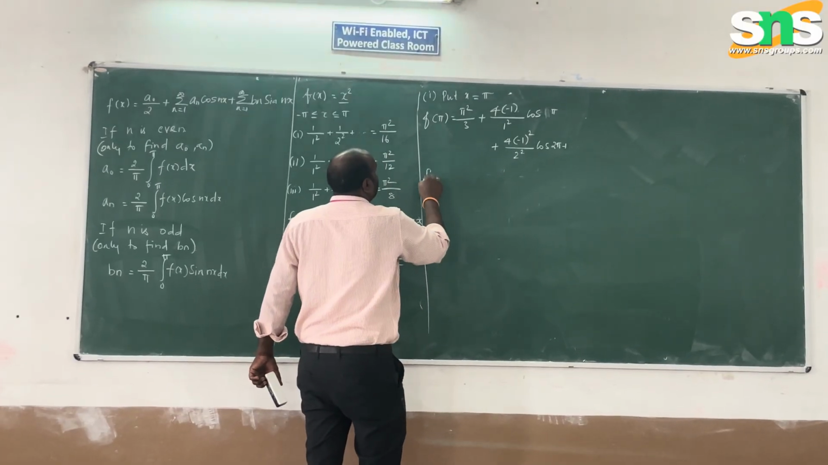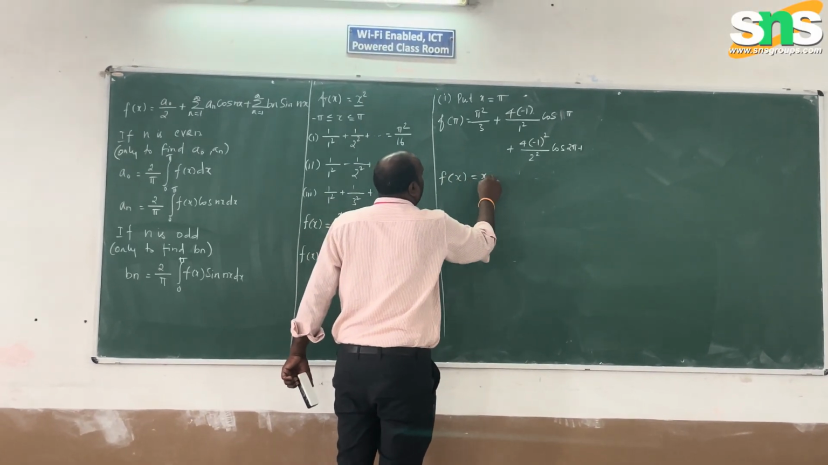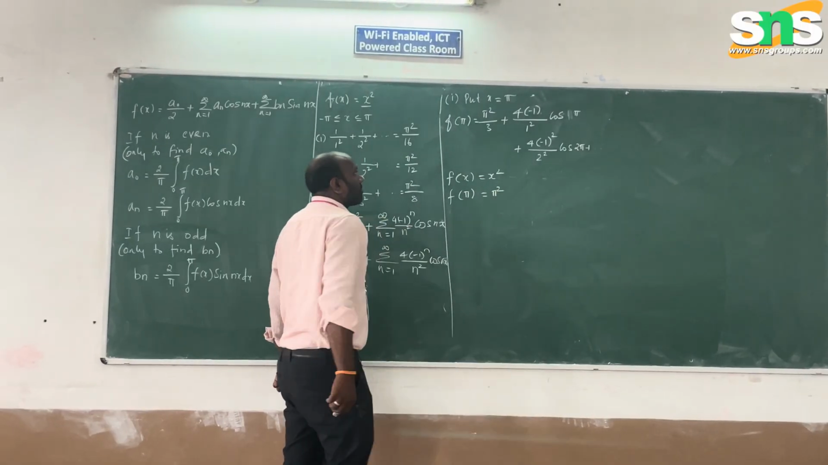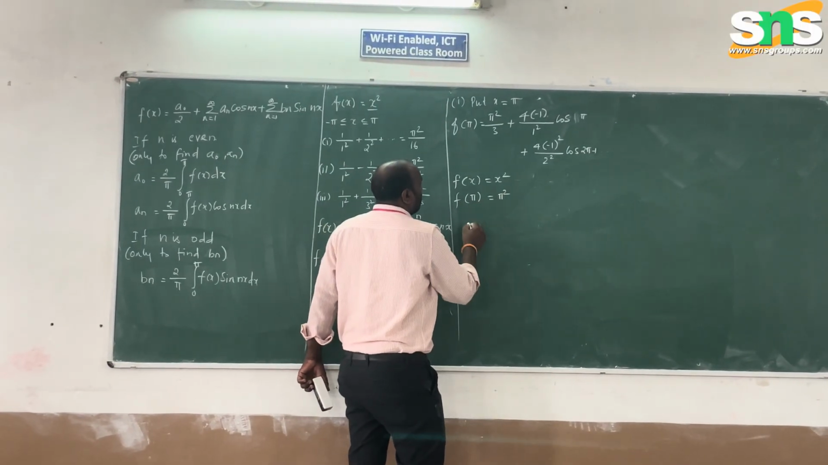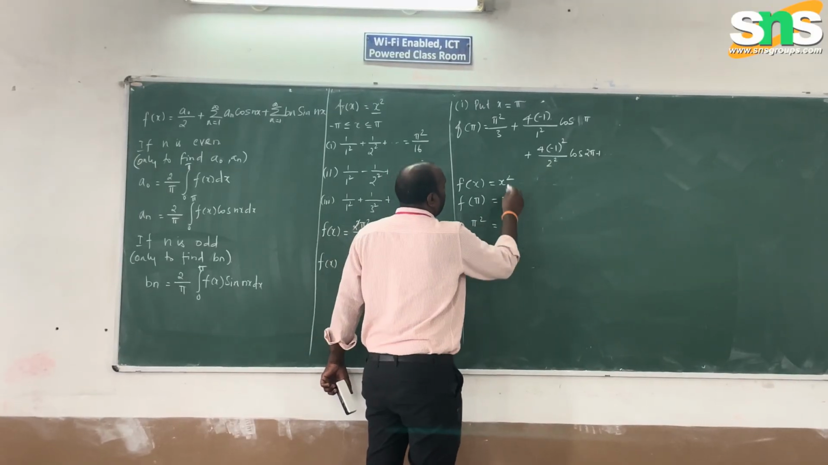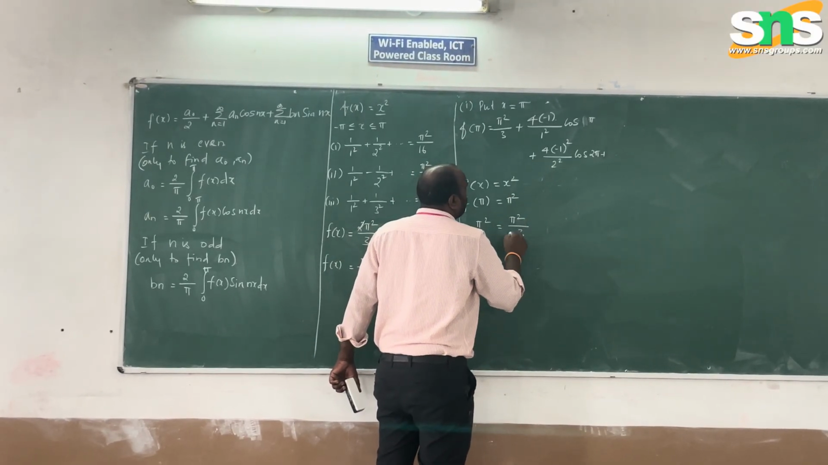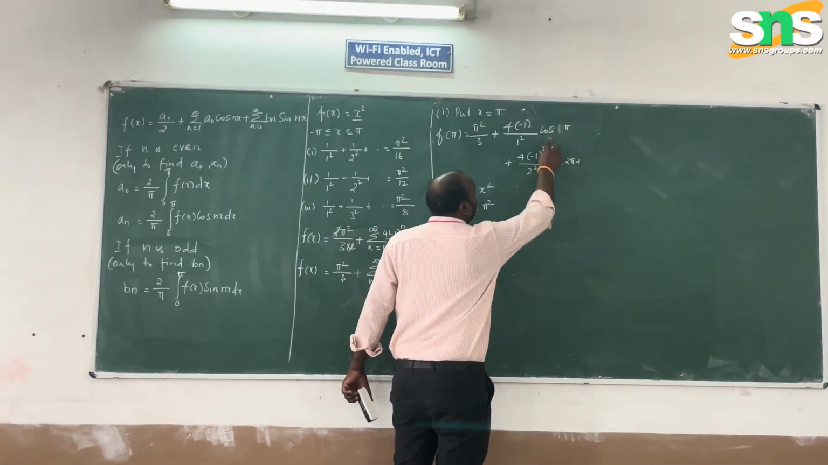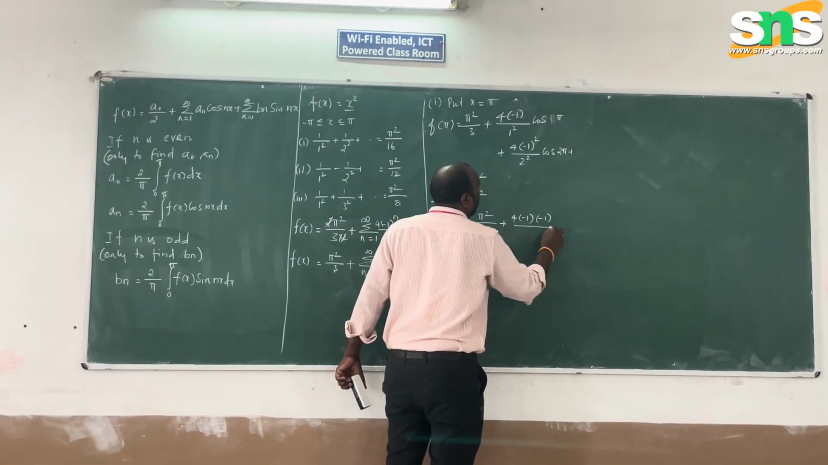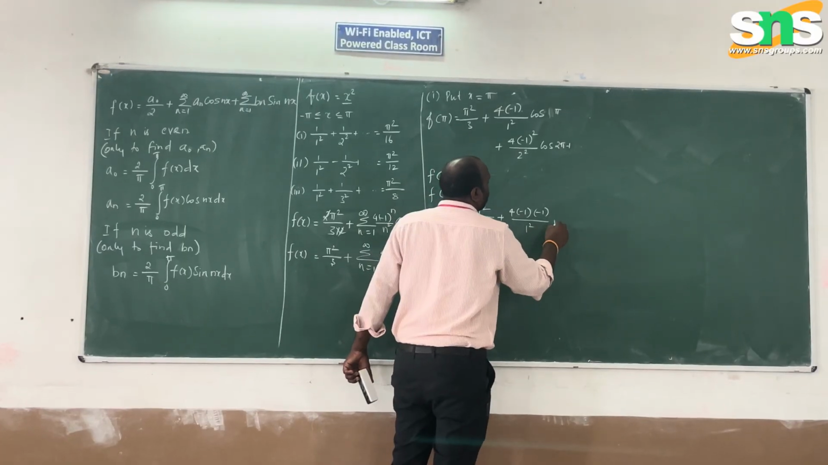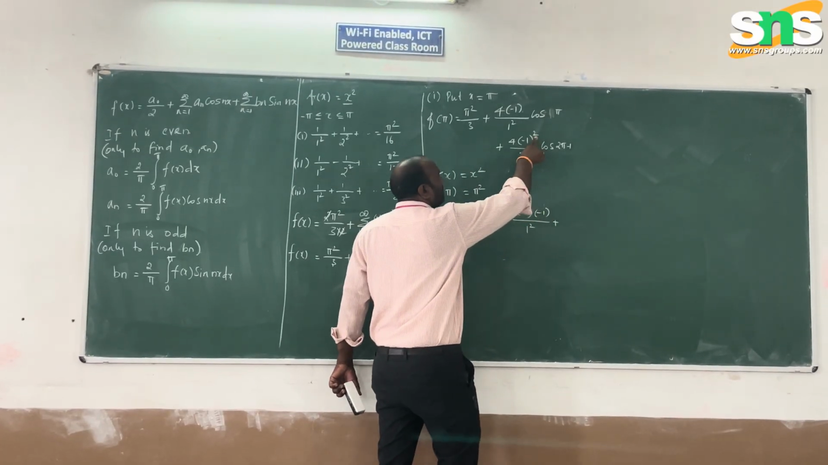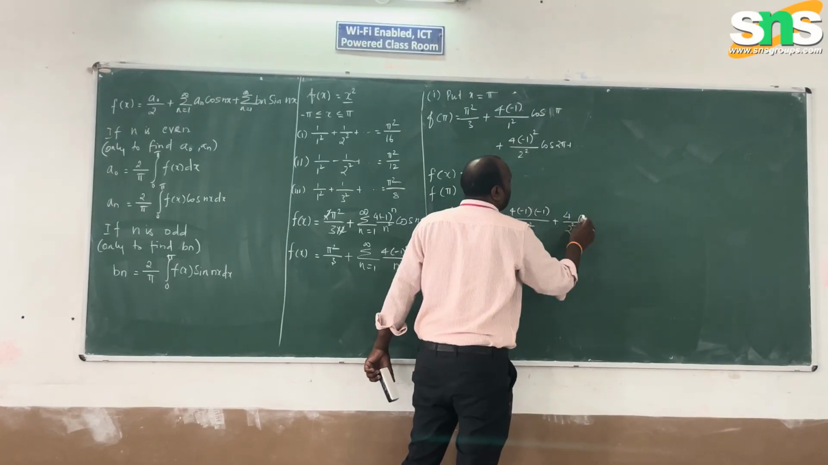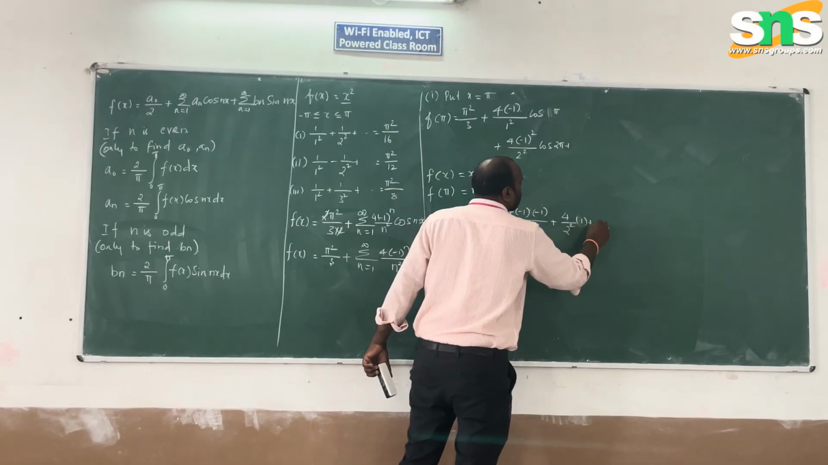Then f of x equal to x square, then f of pi is equal to pi square. Then see, pi square is equal to pi square divided by 3 plus 4 into (-1), cos pi is minus 1, divided by 1 square, plus (-1) square is 1. So 4 by 2 square into cos 2 pi, it is 1. So plus and so on.